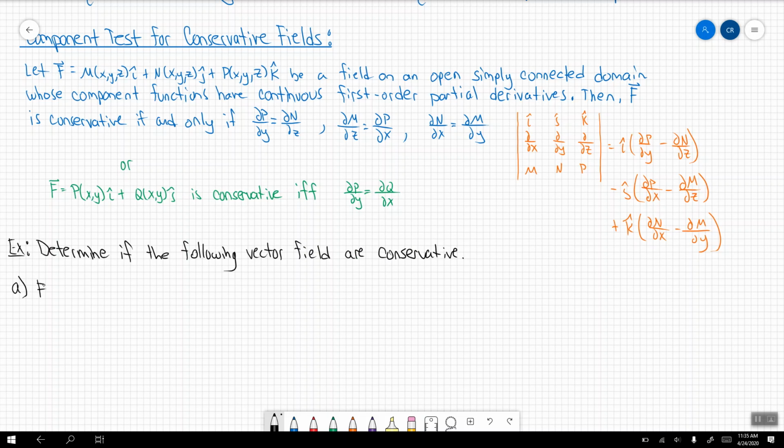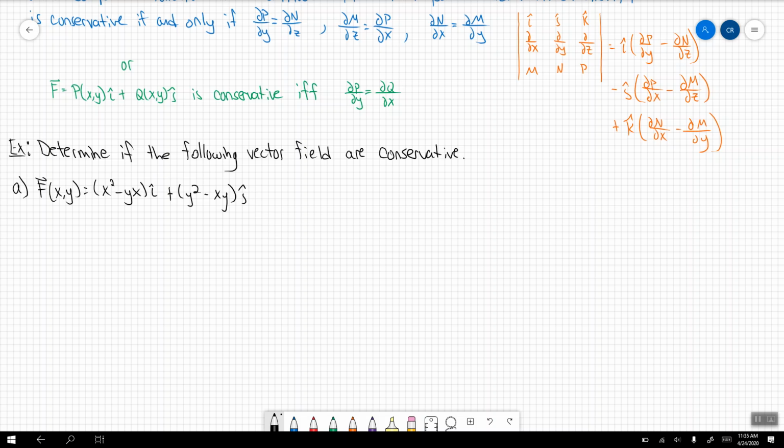For part A, I'm going to give you the vector field defined by F of x and y. This is going to be x squared minus yx in the i component, plus y squared minus xy in the j component.